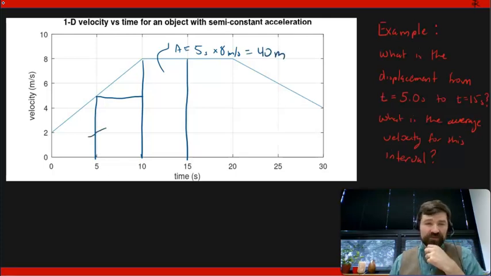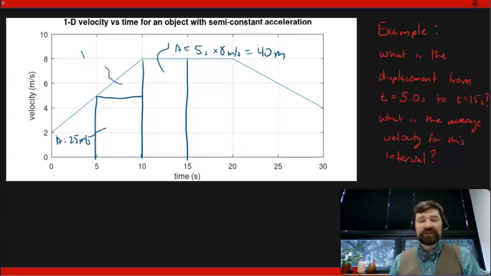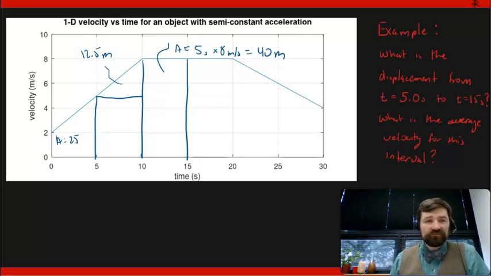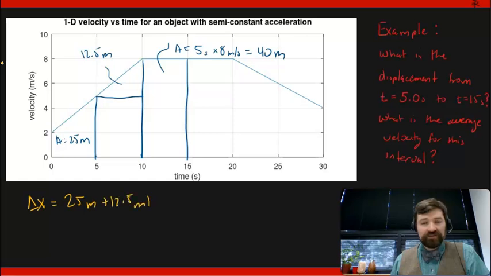This one right here looks to be about 5 by 5. So the area is about 25 meters. And this one right here would be 1/2 of 5 by 5. So half of 25 is 12.5 meters. I've put per second down here, it is just meters. Okay, so if I want to get the total displacement, delta x, let's actually do this with a little better contrast. Delta x would be 25 meters plus 12.5 meters plus 40 meters.